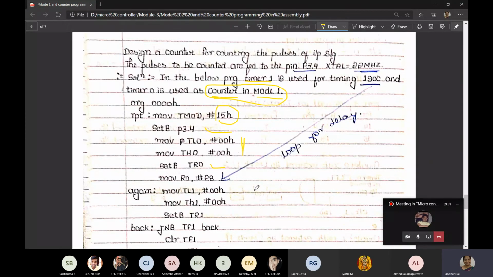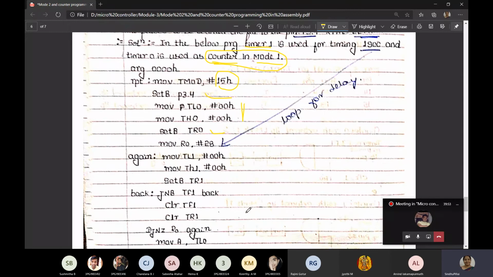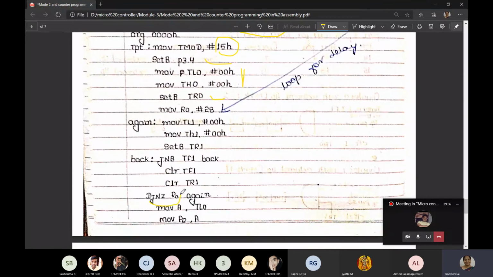So R0 will be decreased. Decrement jump on 0, R0 will be taken. Okay, so 28, 27, 26 till it becomes 0. You will be remembering, you can see the display on the kit. Whenever you give delay, you can see the display. If there is no delay, the counting will go so very fast that our eyes cannot perceive it. Okay, we can't identify what number is displayed. For that, this delay will be used.